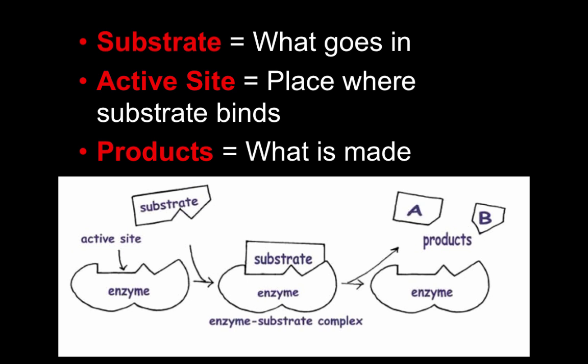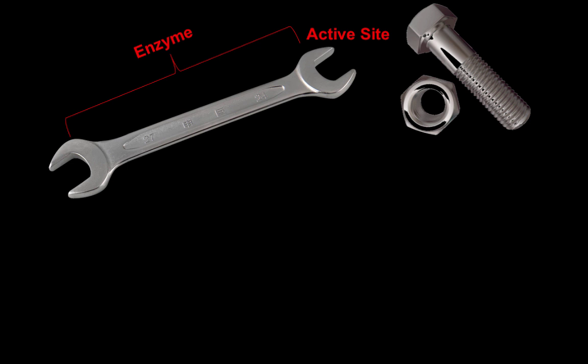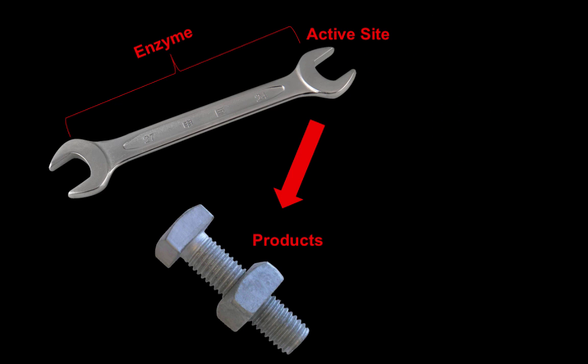So I like to think of these like a wrench. So this would be my enzyme, this would be my active site because that's where things fit in and that's where the action actually happens. This would be my substrate, so I have two things and I want to put them together. So they're going to go into the active site. I got to add a little bit of energy. Always requires some energy. And the enzyme is going to do its thing and create products.